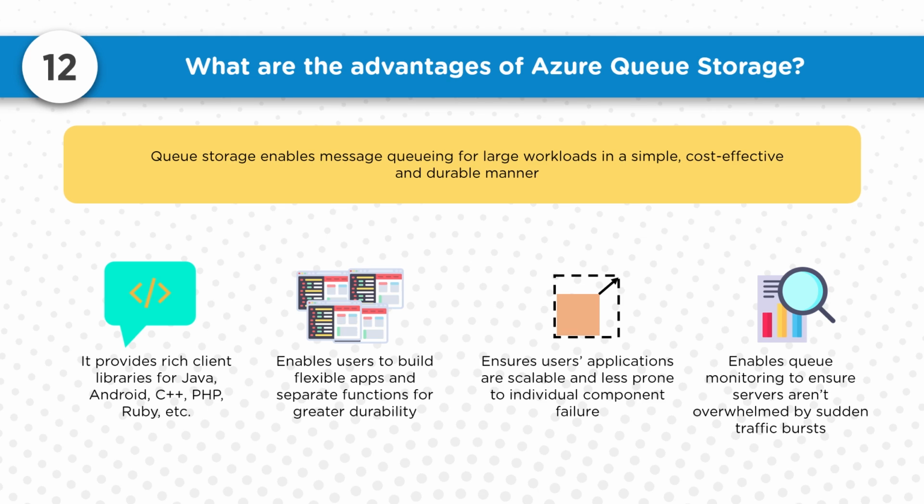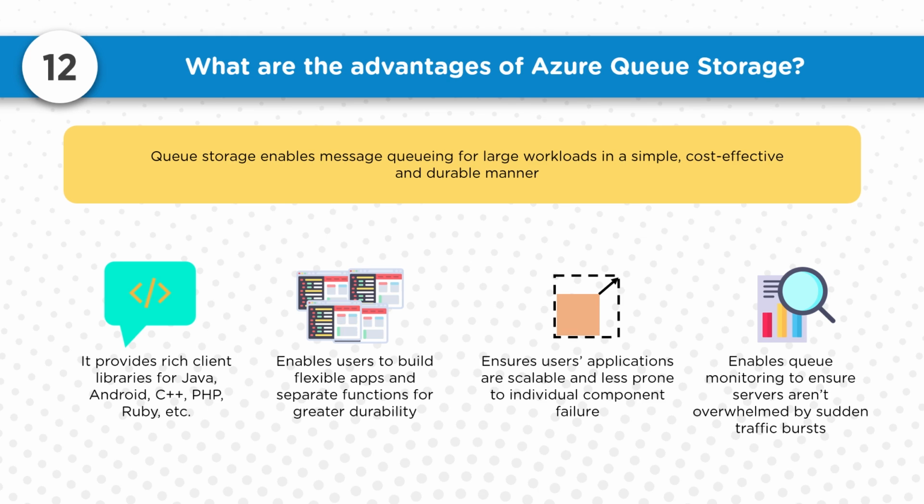Talking about the advantages, it provides rich client libraries for Java, Android, C++, PHP, Ruby, and a lot of other services getting added with every new release from Azure. And the main advantage again is it enables users to build flexible apps and separate the functions for greater durability. Again, the introduction of queues into our application ensures our users' applications are scalable and less prone to individual component failures, meaning one component failing is not going to take the whole application down. Right? If one component fails, it's just that component that fails. The rest are healthy and going to function.